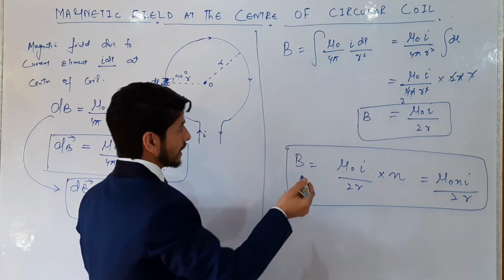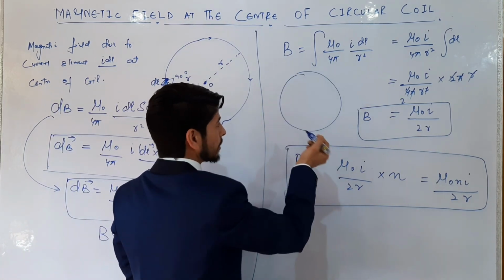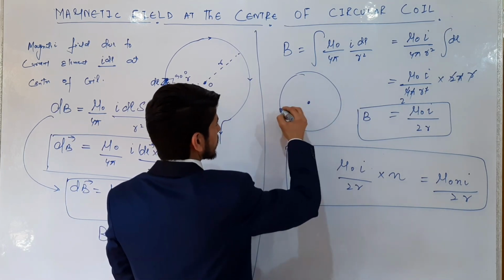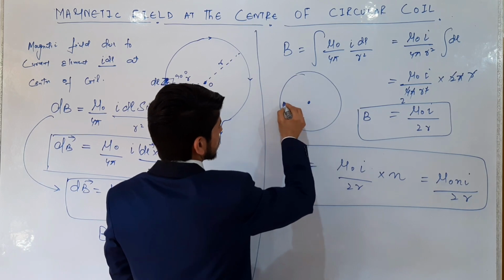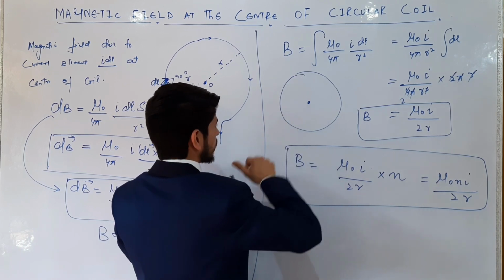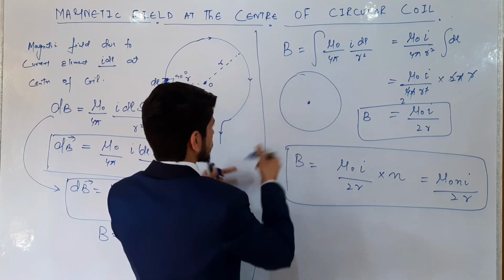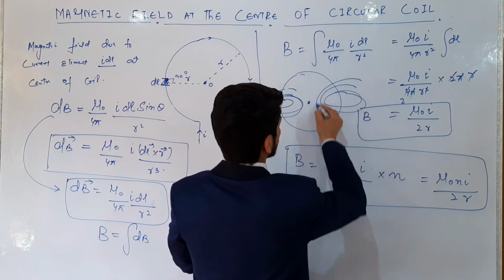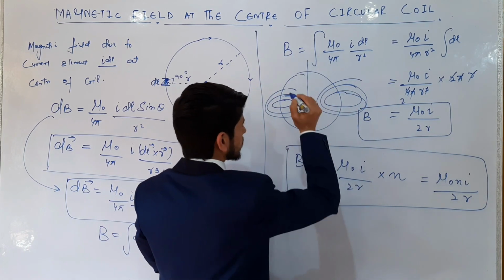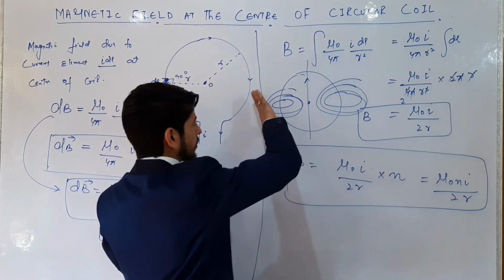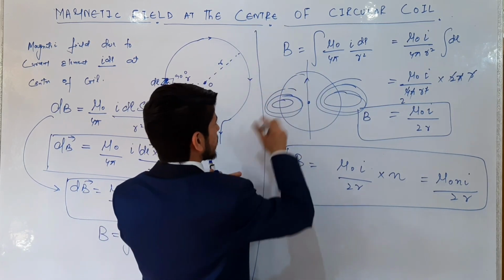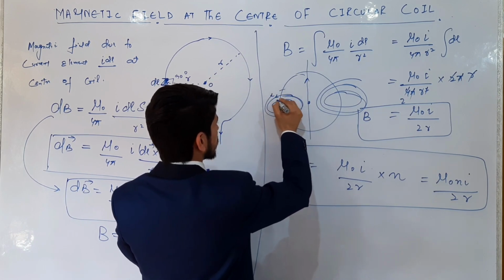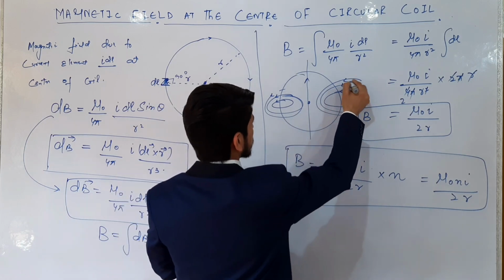If we see what will be the pattern of the magnetic lines of force, it will be perpendicular to the plane and these will be concentric circles. It will be like this, perpendicular concentric circles. Like if this is the direction of current, it will be like this. These will be the concentric circles. If the direction of the current is in this direction, it will be in this direction.